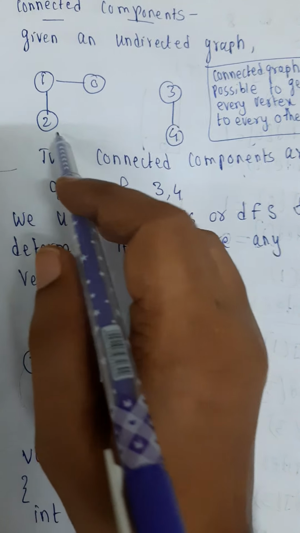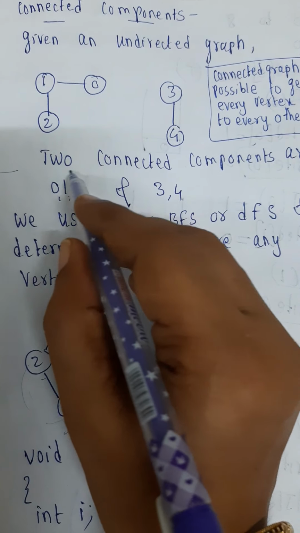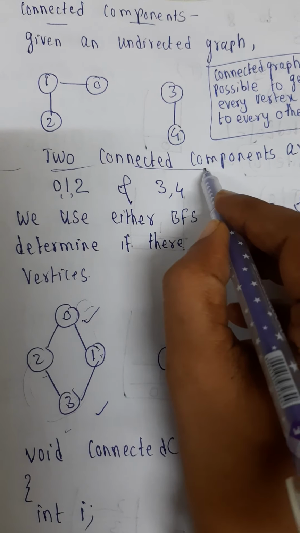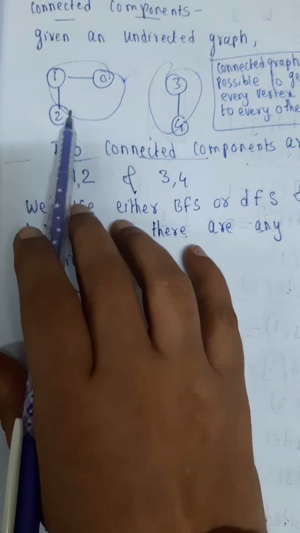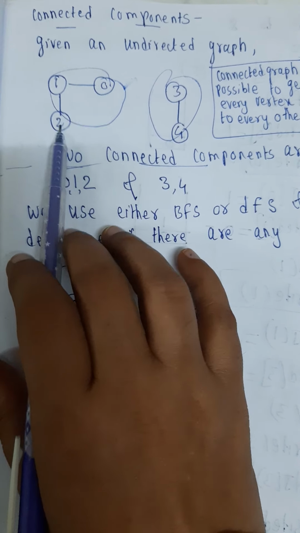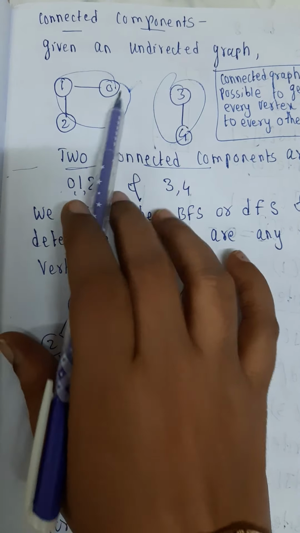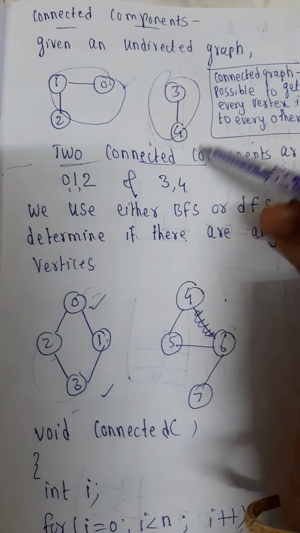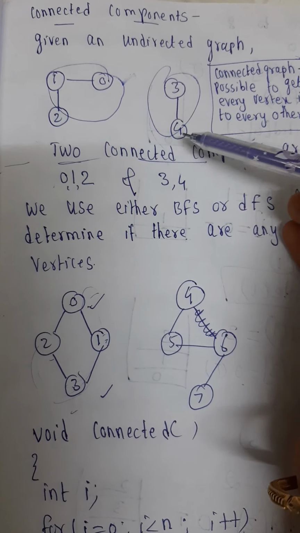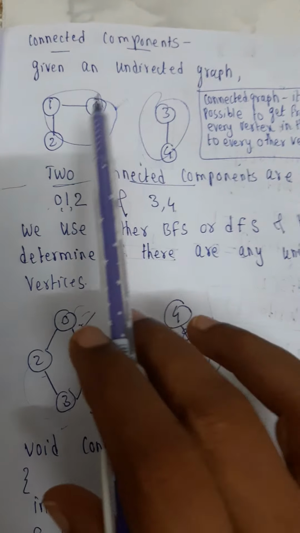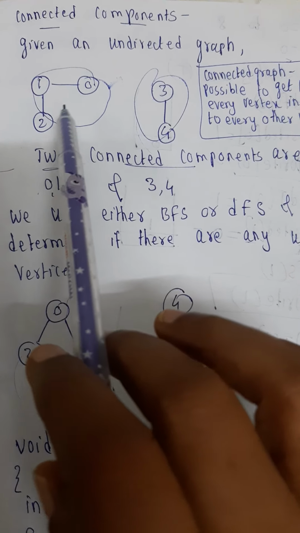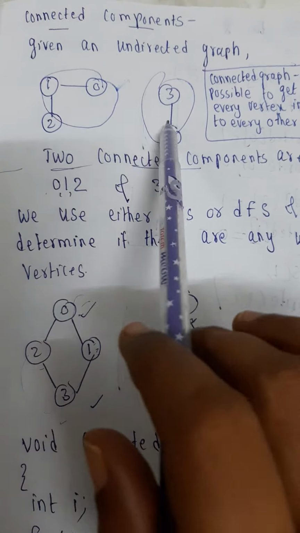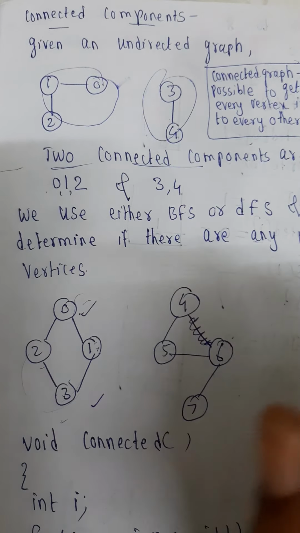So this particular graph has two components, two connected components. This is one component and this is another component. What are the vertices in the first component? 0, 1, 2 are the first component. This is one part of the graph. And what is the other one you have? 3, 4. So this is not a connected graph. Since it is not a connected graph, how many components do we have? We have two components.